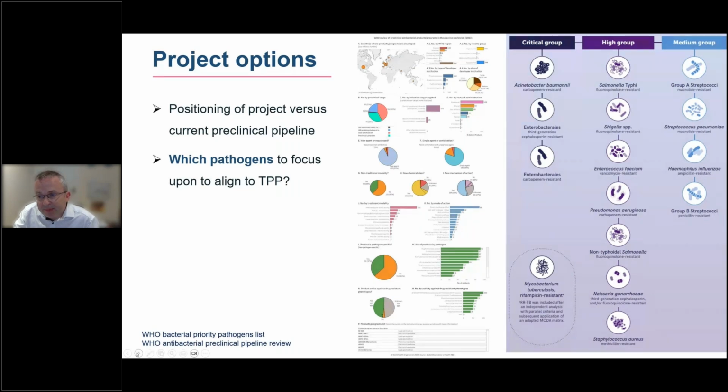So excellent positioning of your new project would be to understand what's going on out there in the wider field. And indeed, also from the WHO, the bacterial priority pathogens list. So it's important to address some of these critical pathogens in your likely research project. These are pathogens of current importance and likely future importance too.